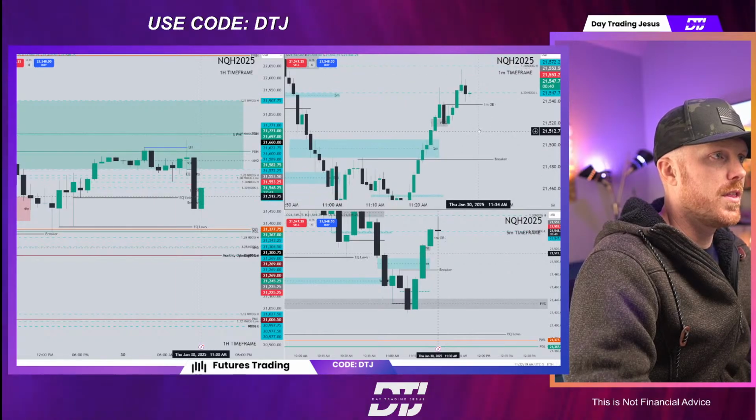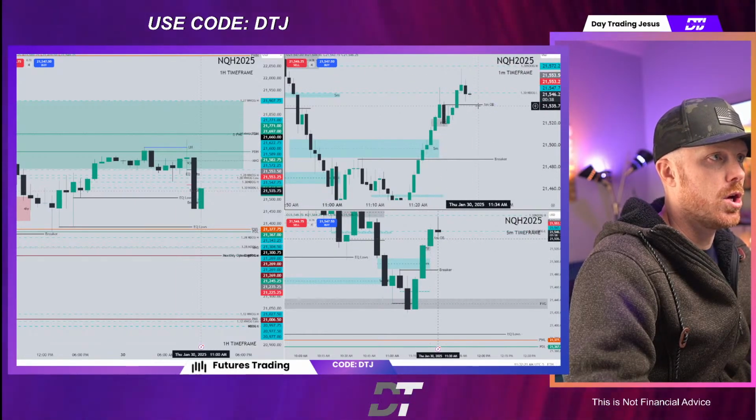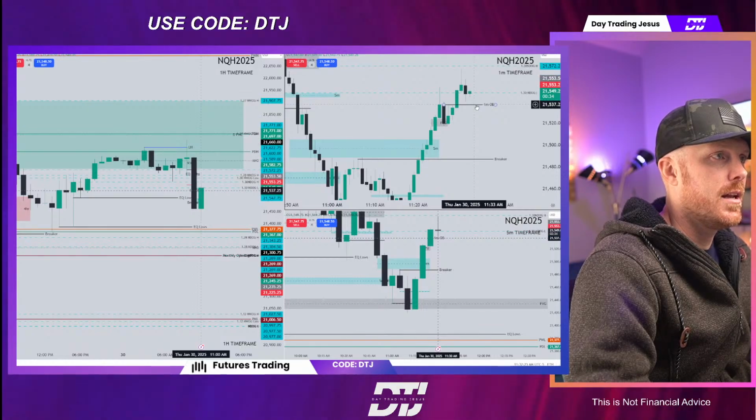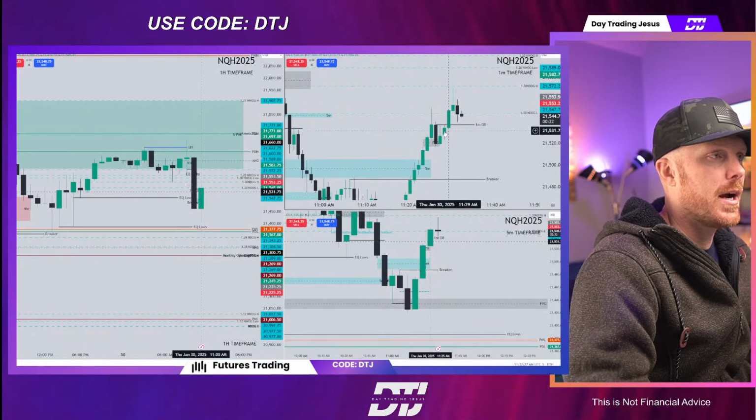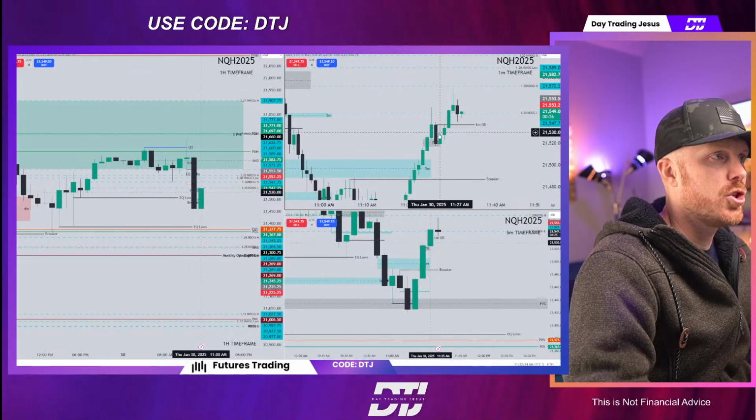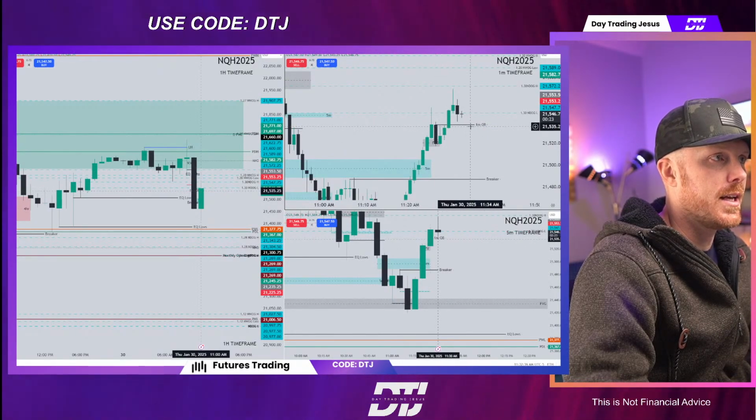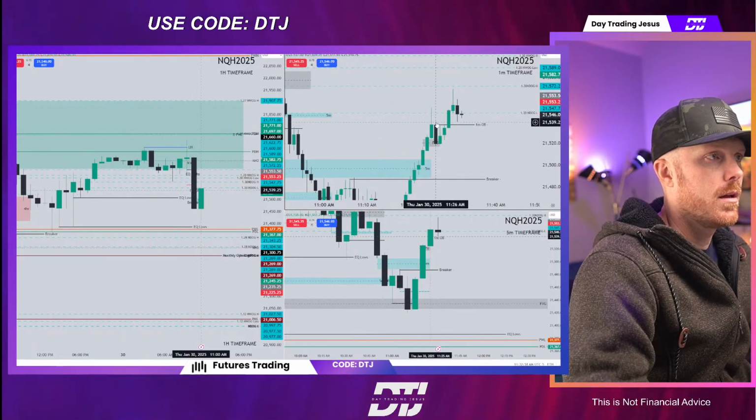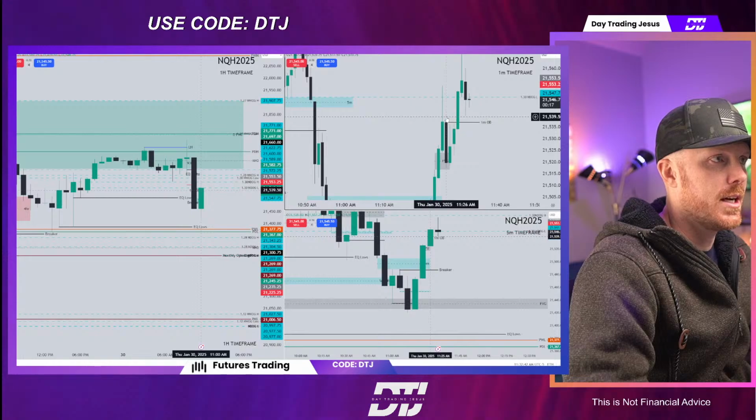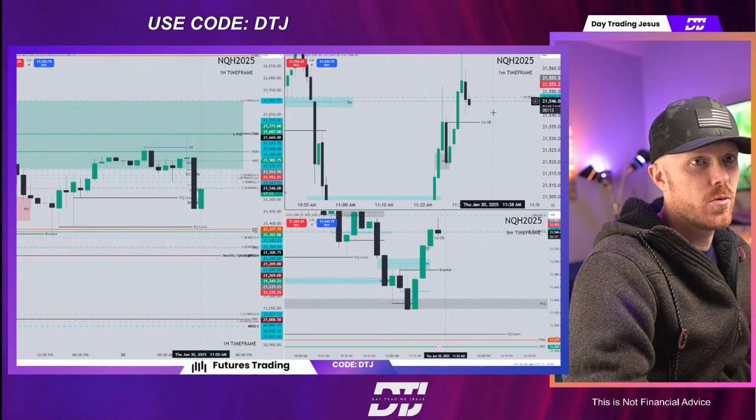So the safest place would be to take a long if it's spooling higher. The safest place, assuming that it respects this order block, is to take it at the order block. Now, we did wick this high, I think. We did touch this order block's high right there. So it could just still run higher and higher.